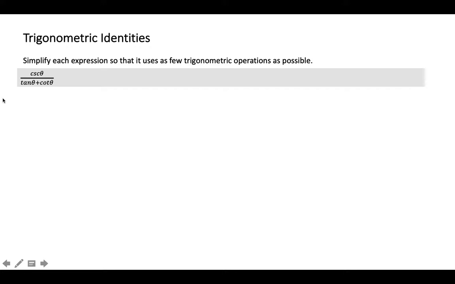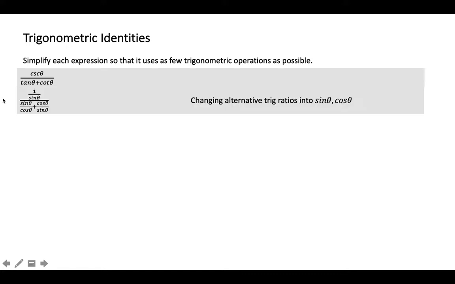The path that I'm going to take is, I really see an easy path forward here. I'm going to change all the trigonometric ratios into the basic sine theta and cosine theta. Now it's really important that we understand all the definitions of our trigonometric ratios.